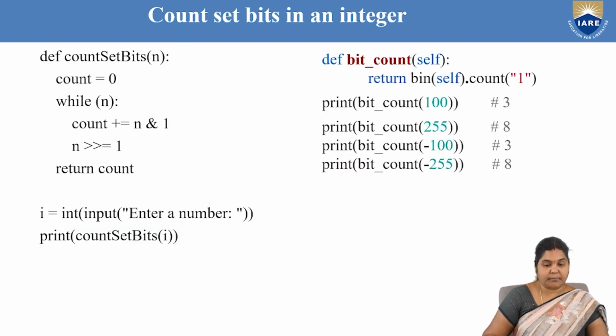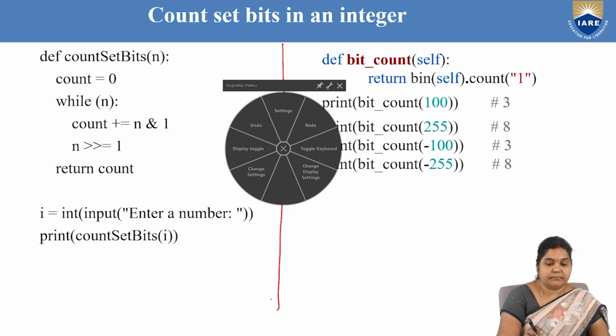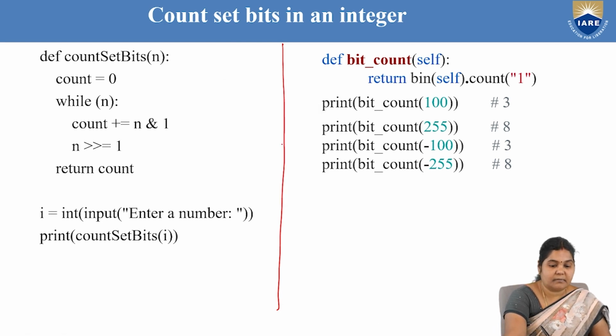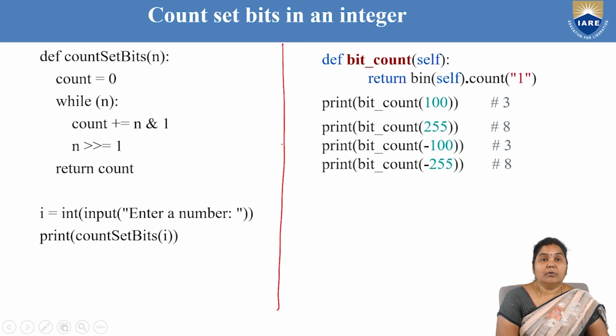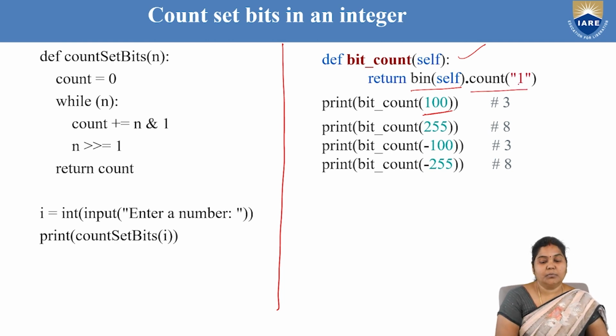So, how to do this problem? There are 2 ways of counting. One is using built-in methods. We have written a function called bit count, and first of all we are passing a number. Suppose the number is 100. First, using the built-in method bin, we convert this number into binary, and using the built-in method count, we count the number of ones in 100, which gives the result 3.